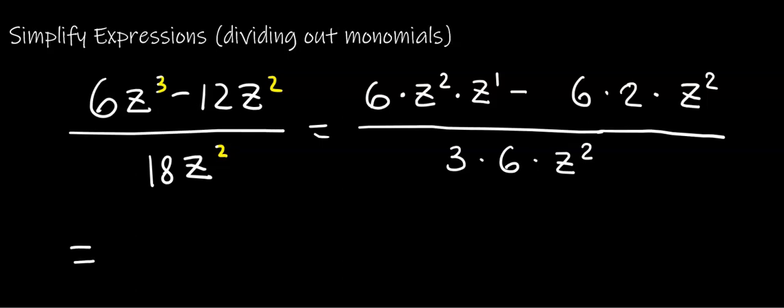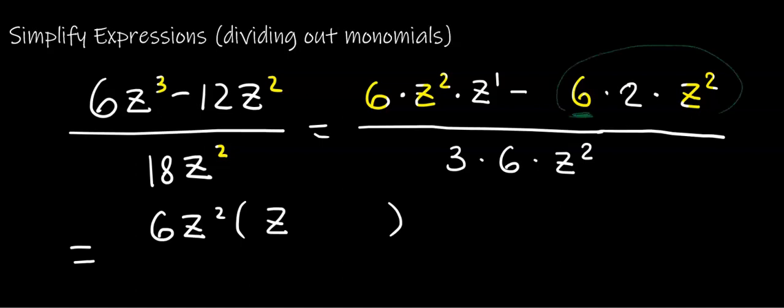Look at the numerator. We have 6z to the second power, 6z to the second power. So this is our greatest monomial. And look at 6 times z to the second power times z. After I factor out 6z to the second power, I have z left here in the parentheses. Look at this one. After I factor out 6 and z to the second power, we have minus 2 left.